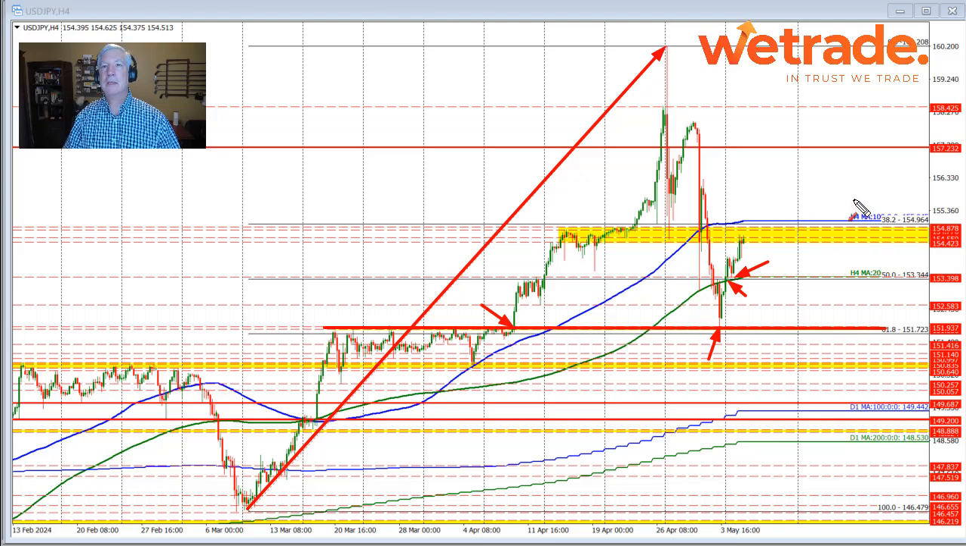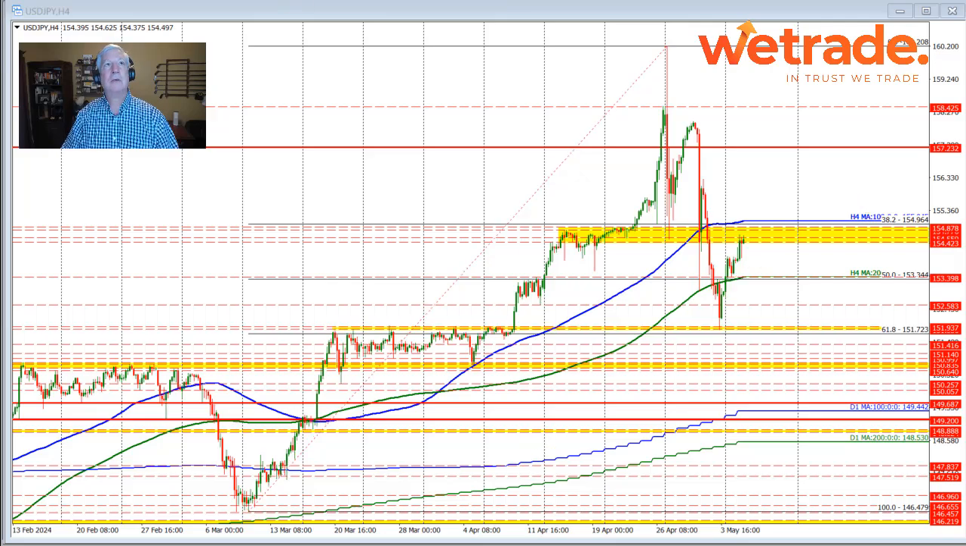Also above there is the broken 38.2% retracement and the 100 bar moving average on the 4-hour chart. So we're sort of in a resistance area right now, but that resistance area can extend all the way up toward the 155-ish type level for this currency pair. So be aware, be prepared.